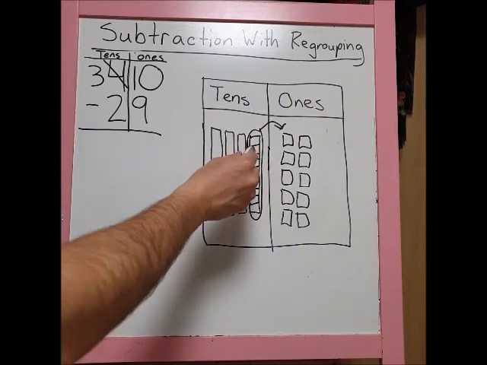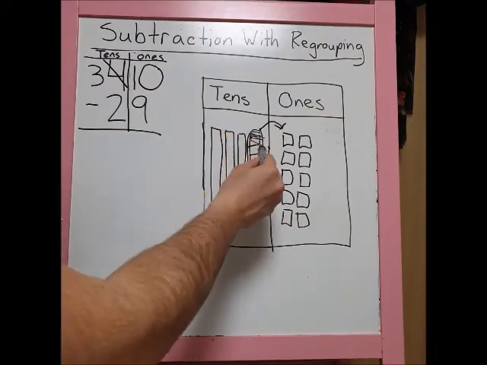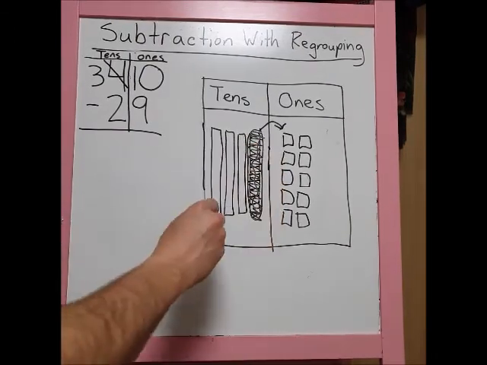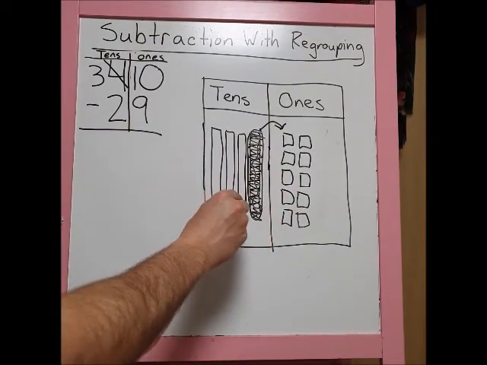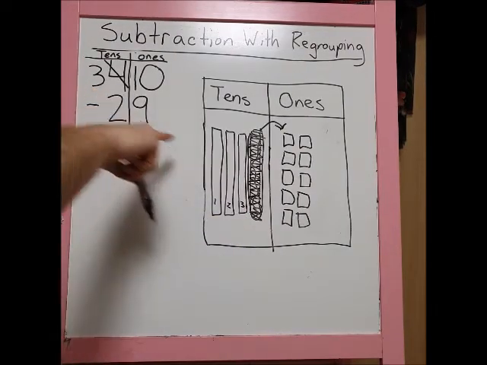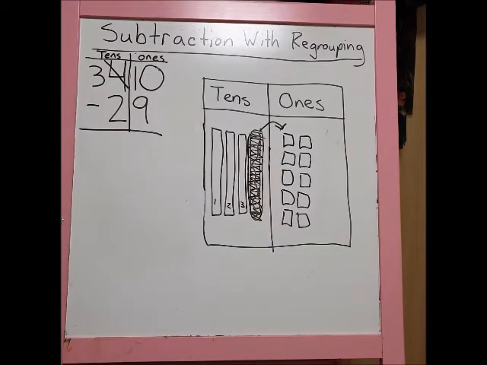Okay, so now I move this whole 10 to over here. So it's not over on this side anymore. So over here, I only have 1, 2, 3 10s. Like I put here, 3. And I have 10 1s.